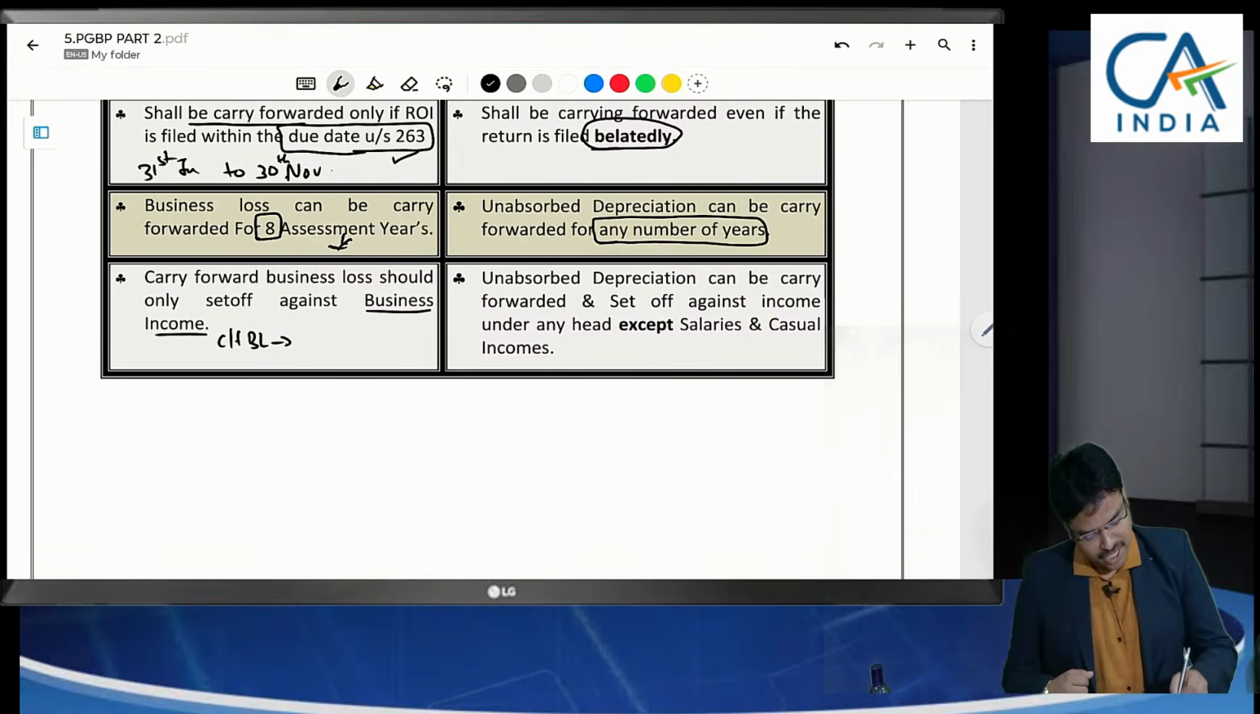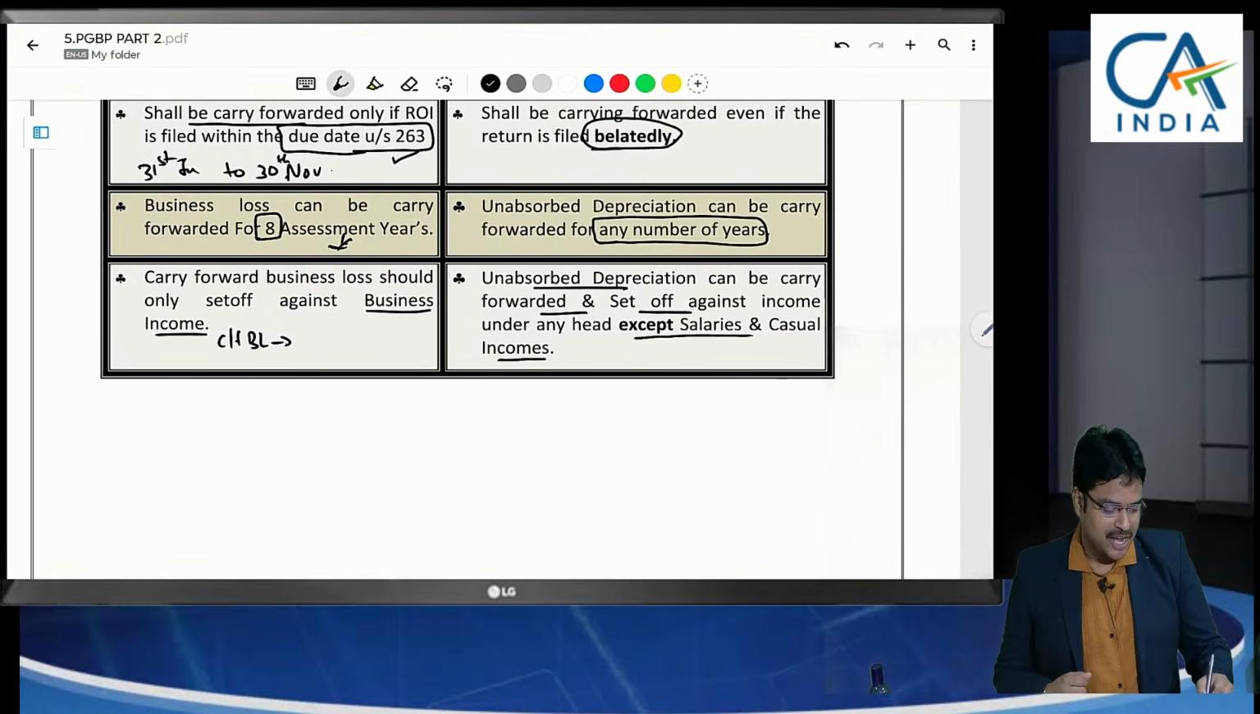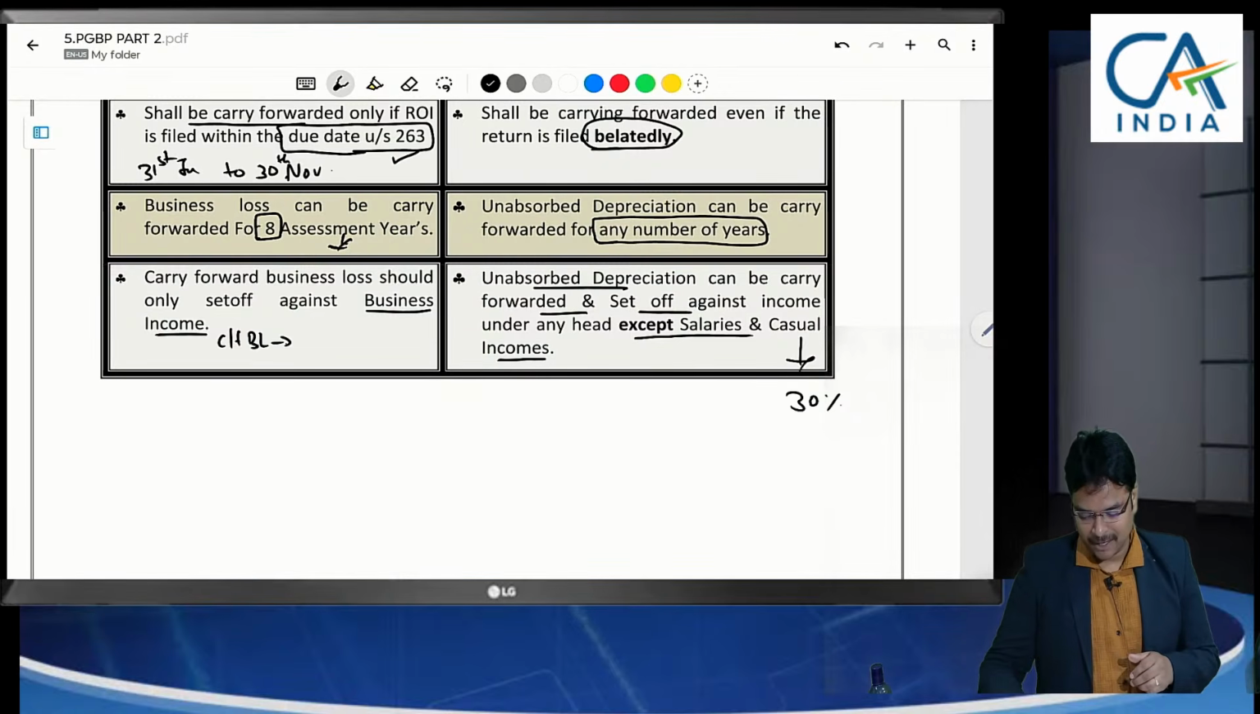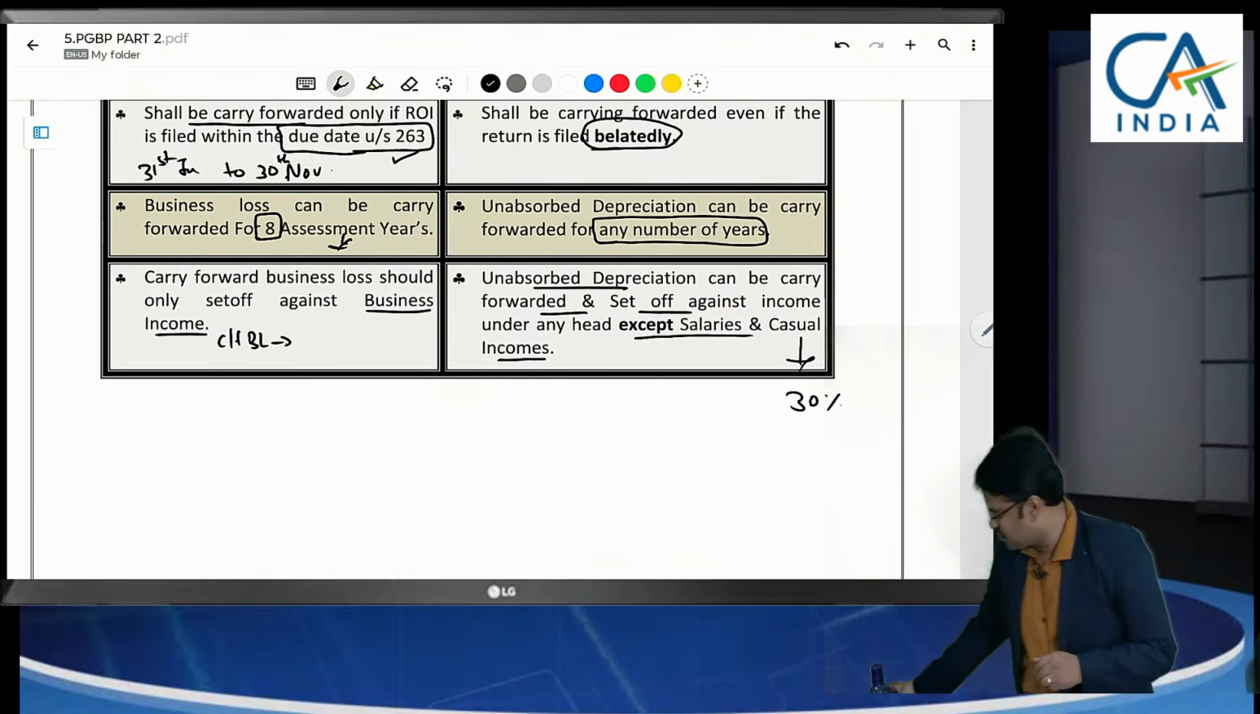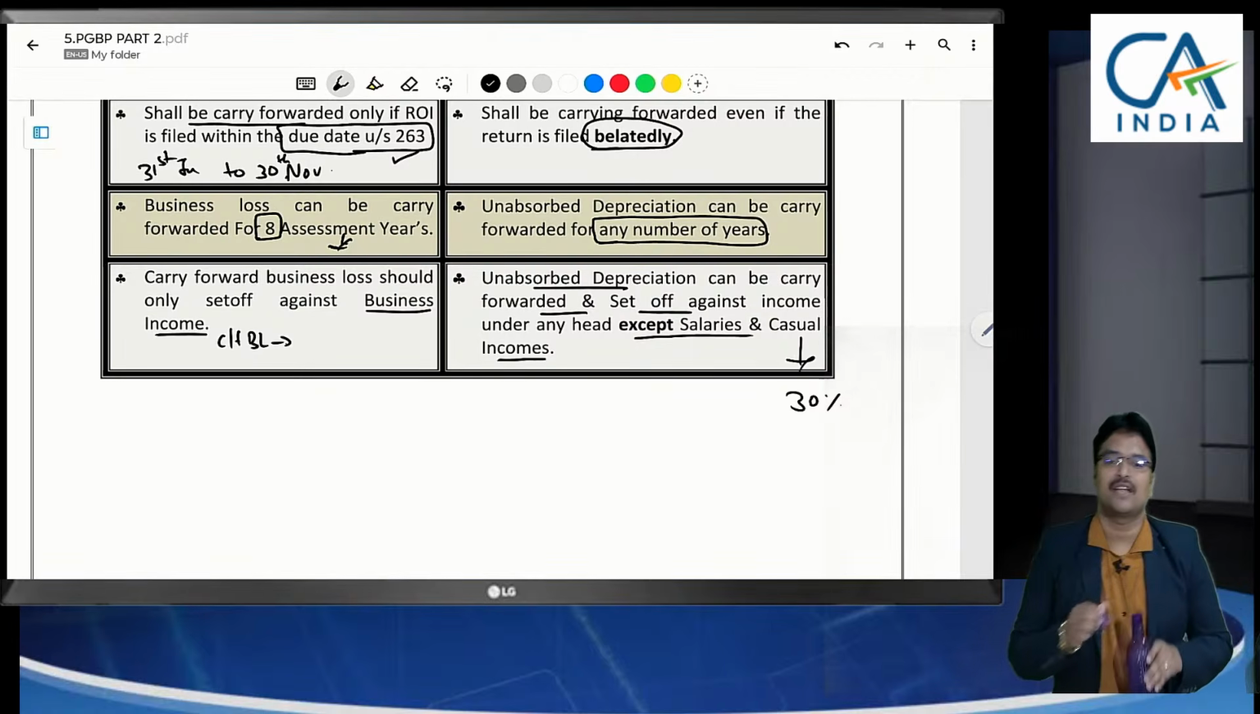But here if you see, unabsorbed depreciation can be carry forward and set off against any head of income except salaries and casual incomes, means winning from lotteries, like that 30% will be levied, except salaries and winning from lotteries. Out of any income you can set it off.